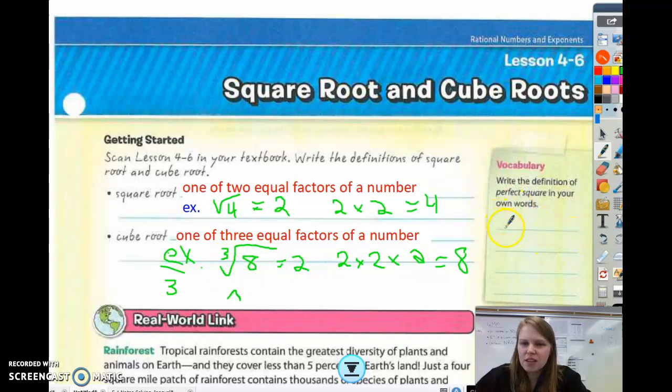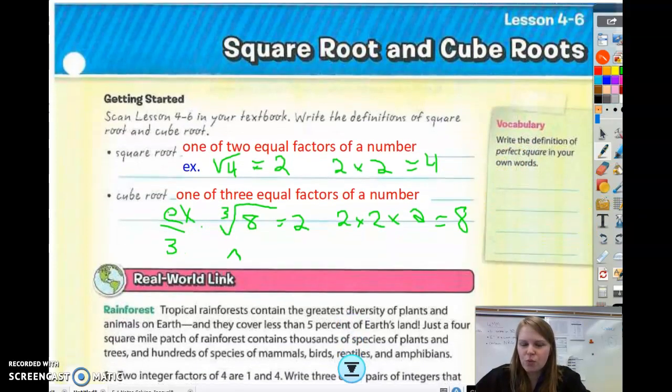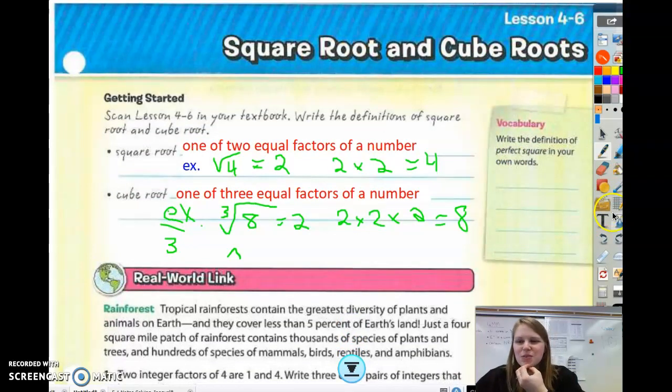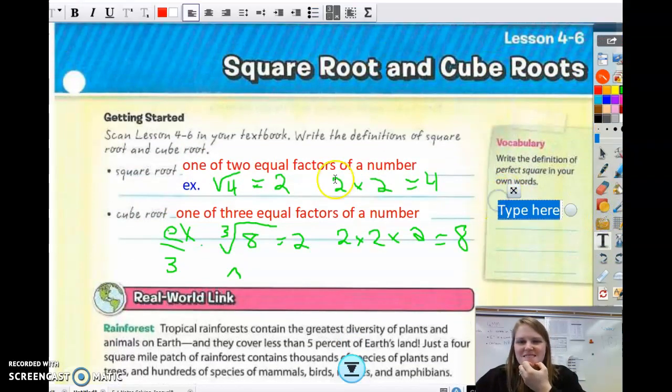So this is saying write the definition of the perfect square in your own words. However we want to write this, whatever makes sense for us. What about, let's change colors here. Write the definition of perfect square. This is a perfect square because the number comes out evenly. So these are 2 equal whole number factors. Ooh, maybe we could say that.